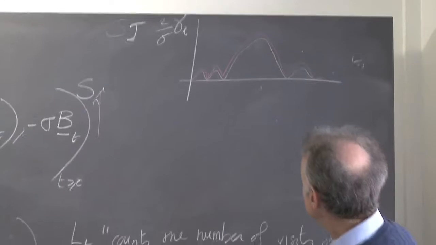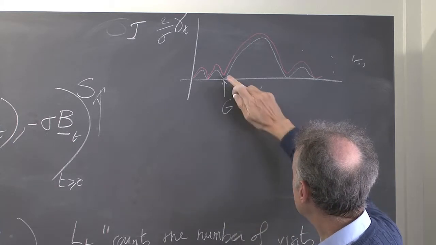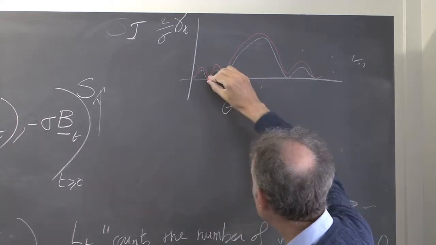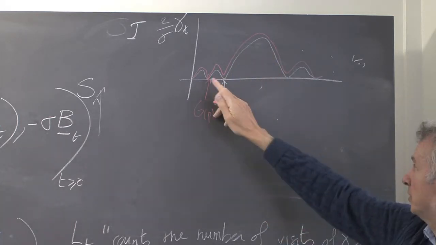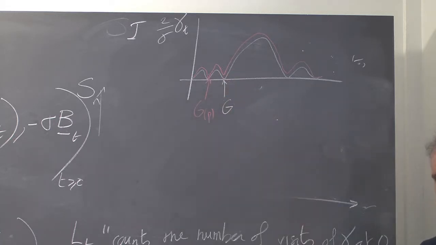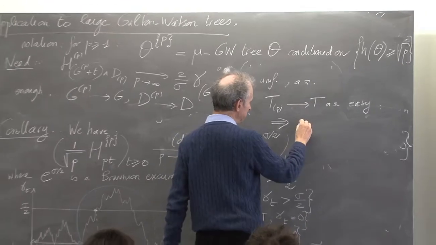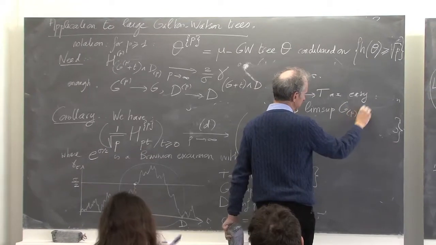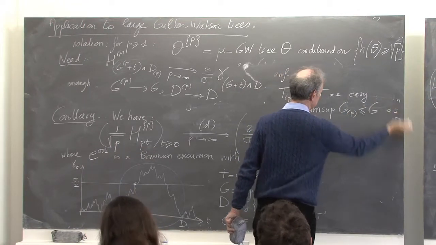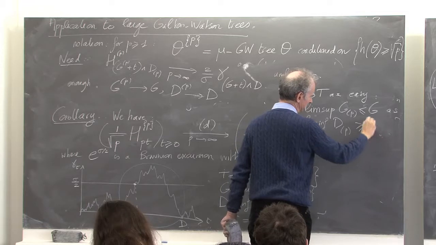So you see, perhaps for the white function, the last 0, which I call G here, will be here. And for the approximating function, perhaps the last zero will be here. The uniform convergence does not guarantee that the last zeros will converge for the sequence. But still, you can think a little bit about it. What this implies very easily is that, for instance, the lim sup of G_p is less than G, almost surely, and the lim inf of D_p is greater than D, almost surely.